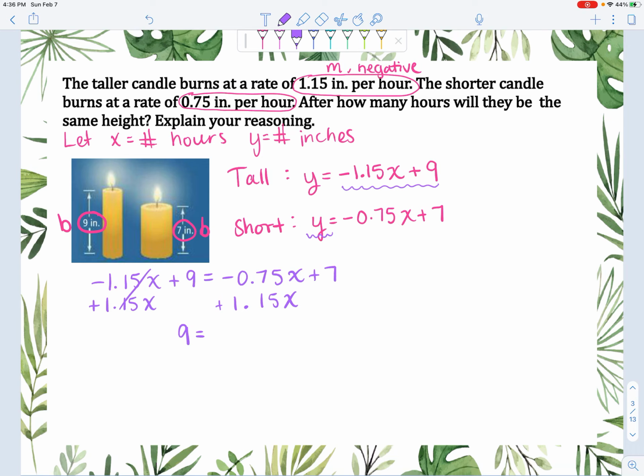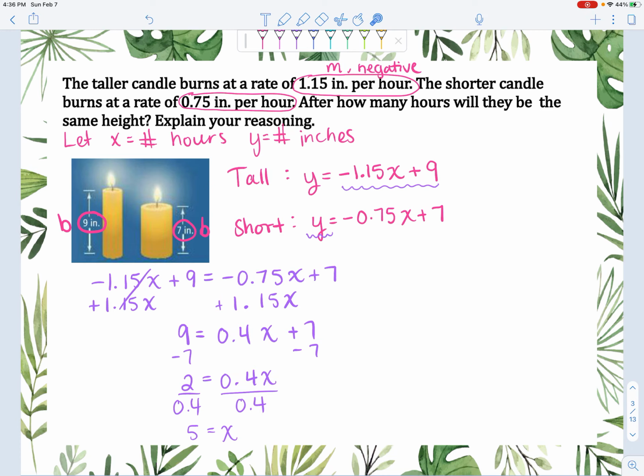So 0.75, but I've got to make sure that I make it a negative. That's going to give me positive 0.4x, bring down my plus 7. At this point, it's just a simple two-step. I'm going to subtract the constant away. I'm going to divide both sides by the coefficient, and that should give me positive 5.